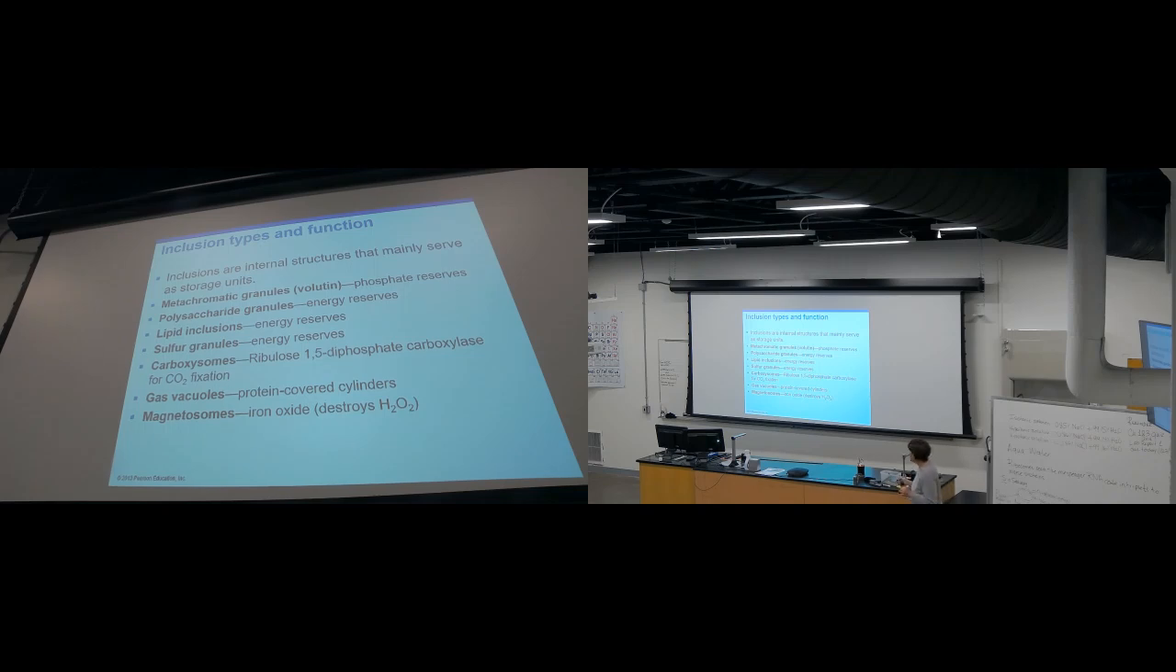Some of them have inclusions with gas. In this case they will be called gas vacuoles, and they look like cylinders. And this gas, as they accumulate or release it, helps them with buoyancy, which is floating in aquatic environments. So they can go up or down the level of water with these gas vacuoles. And some of them can have metals like iron oxide. So these will be called magnetosomes. And they use it to destroy hydrogen peroxide.